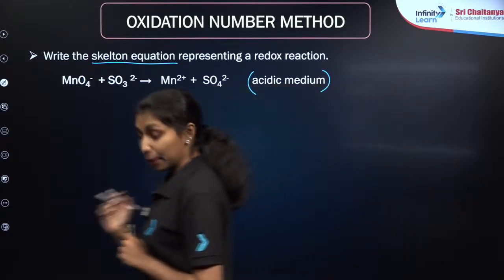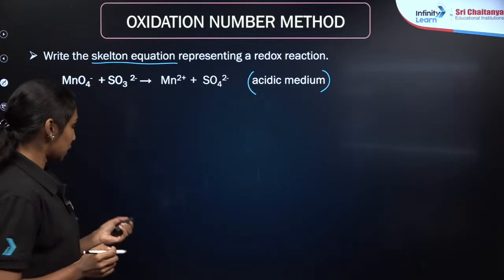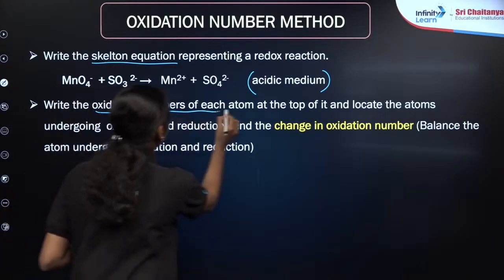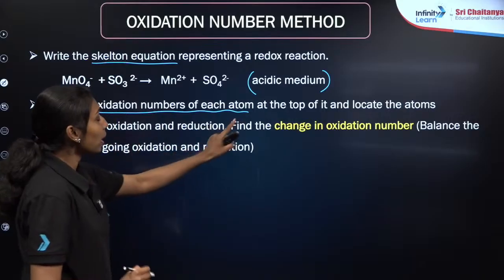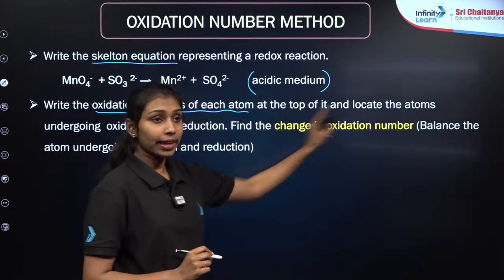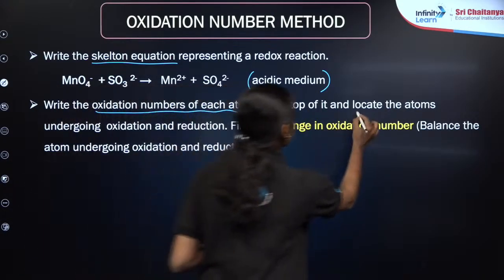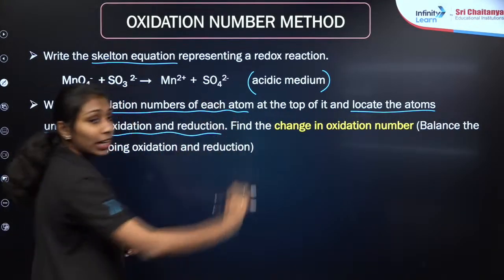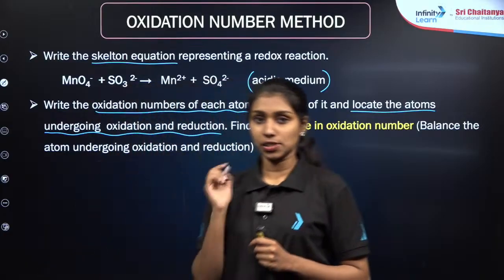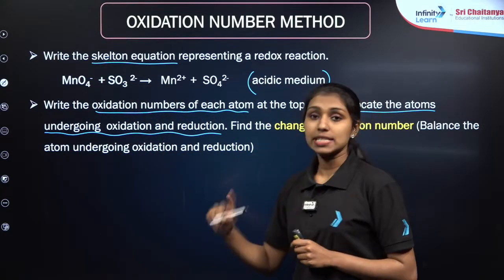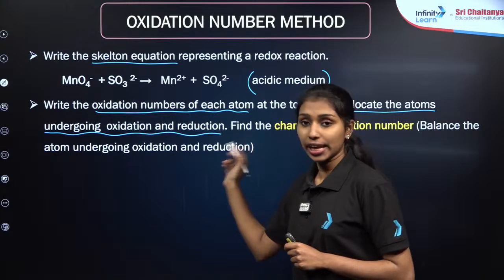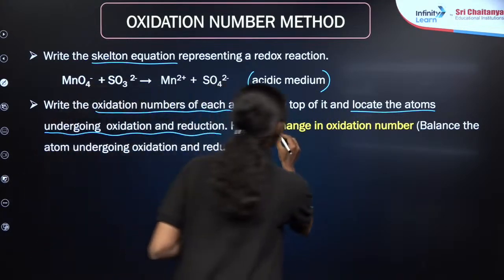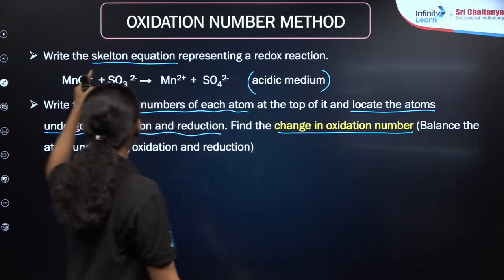Let us start one by one. What is the next step? Next, we have to find out the oxidation numbers of each atom and locate the atoms undergoing oxidation and reduction. First, you have to write the skeletal equation, then find out the oxidation numbers of each atom present in it, then find out the elements or compounds which are undergoing oxidation and reduction. Then, the third step is to find the change in oxidation number. I will write the equation first here.